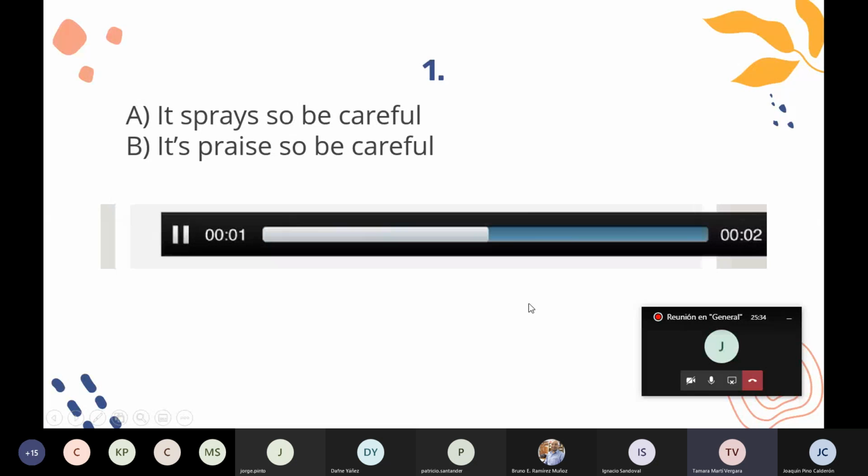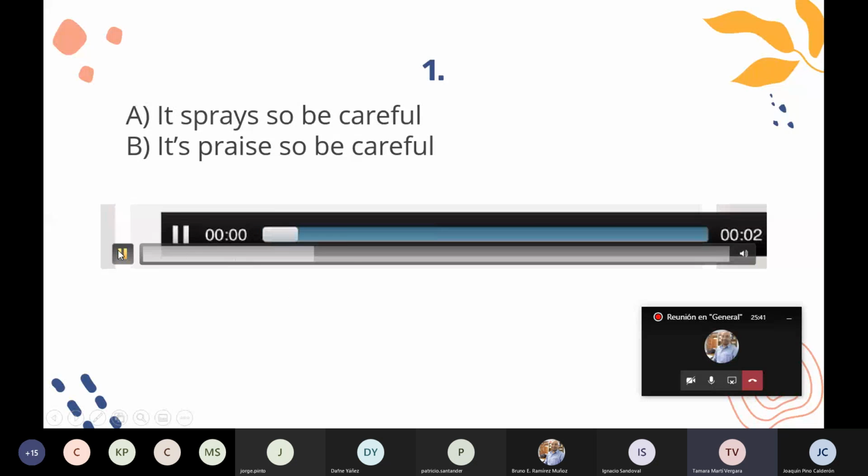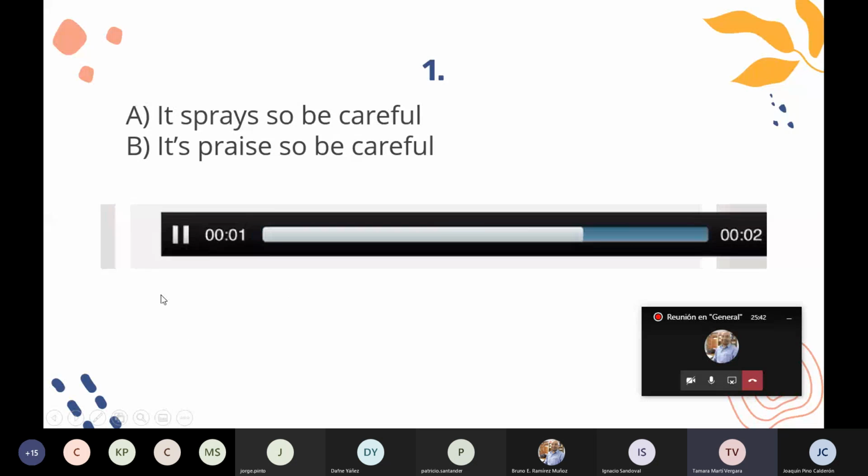It sprays, so be careful. It sprays, so be careful.